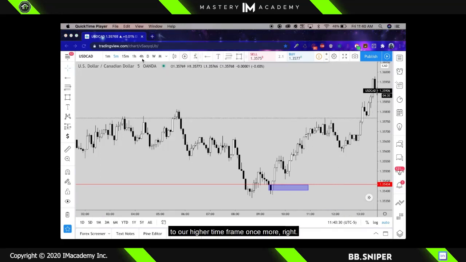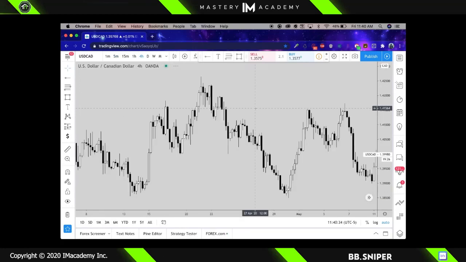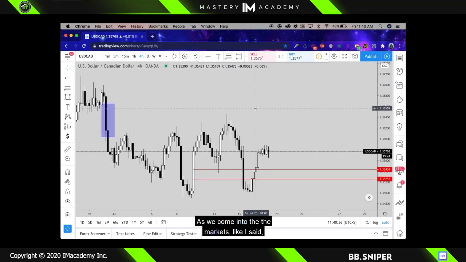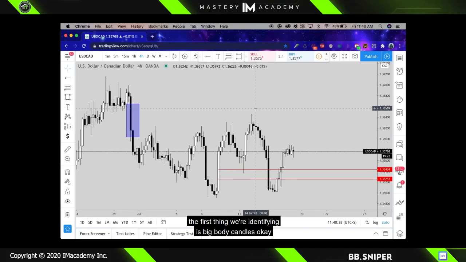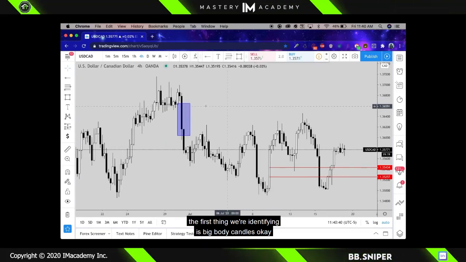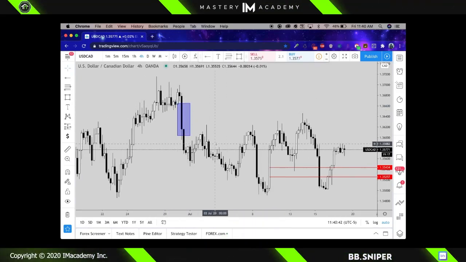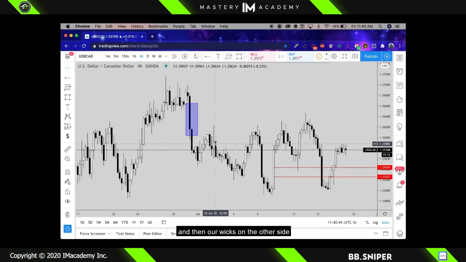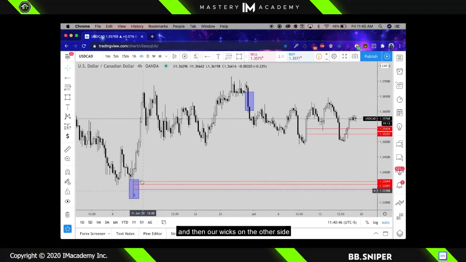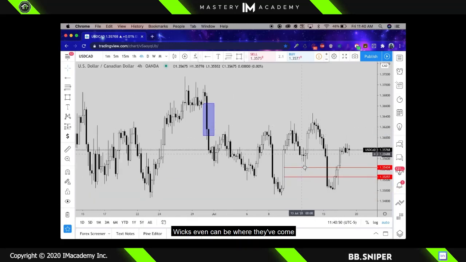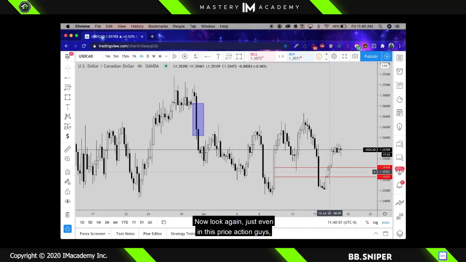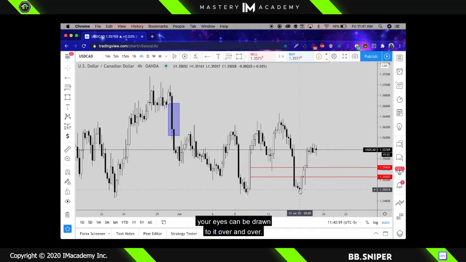So again, jumping up to our higher time frame once more, right? As we come into the markets, like I said, the first thing we're identifying is big bodied candles, okay? And then our wicks on the other side of equal highs or equal lows. Wicks even can be where they've come and cleared to 50%, right? Now look again, just even in this price action, guys, your eyes can be drawn to it over and over.